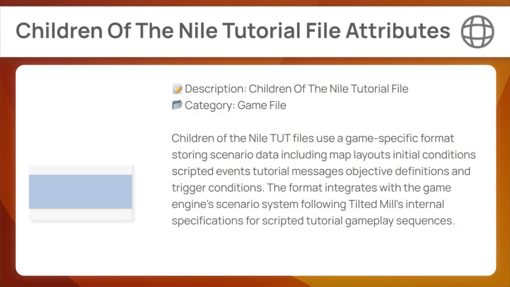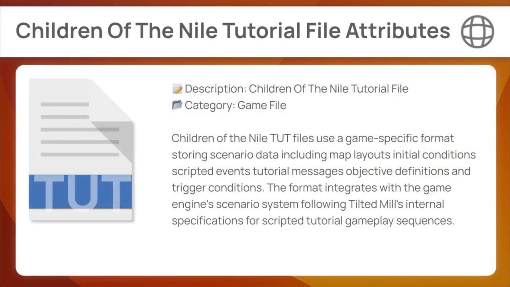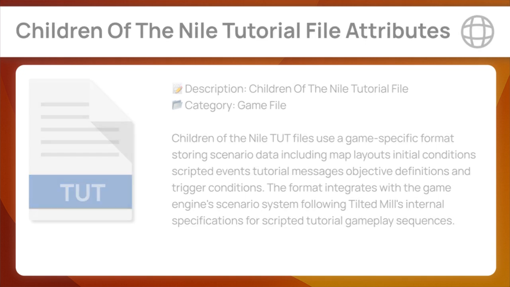Children of the Nile TUT files use a game-specific format storing scenario data, including map layouts, initial conditions, scripted events, tutorial messages, objective definitions, and trigger conditions. The format integrates with the game engine's scenario system, following Tilted Mill's internal specifications for scripted tutorial gameplay sequences.